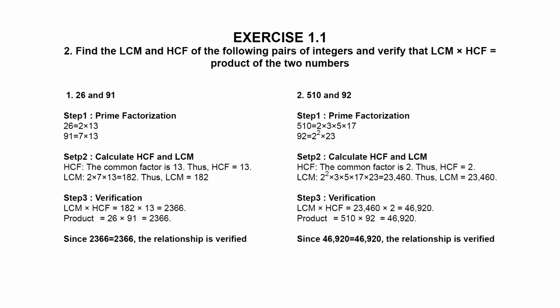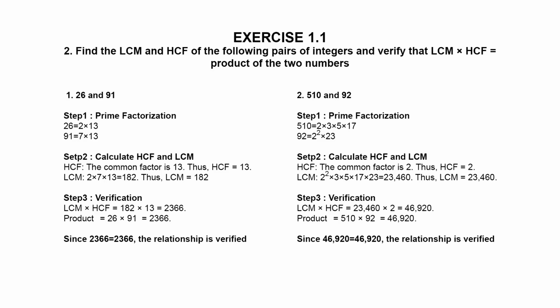Step 2. Calculate HCF and LCM. HCF, the common factor, is 13. Thus, HCF is equal to 13. LCM, 2 into 7 into 13 is equal to 182. Thus, LCM is equal to 182.